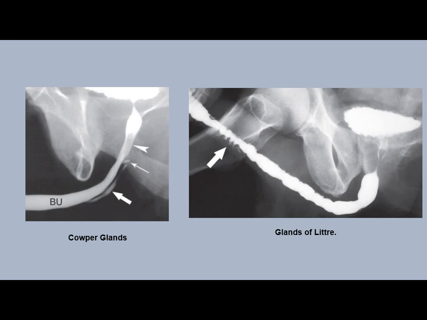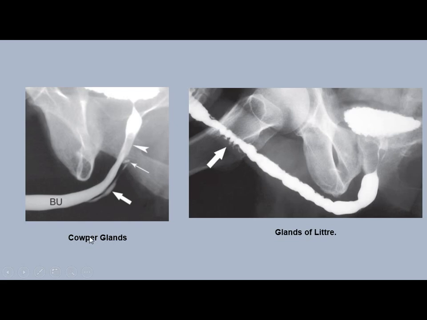We have two types of glands. First, Cowper's glands, which are present in the membranous urethra. The glands themselves are in the membranous urethra, but their ducts open about 2 cm distal to the bulbous urethra. While glands of Littre are present throughout the anterior urethra, both in the penile and in the bulbar urethra.